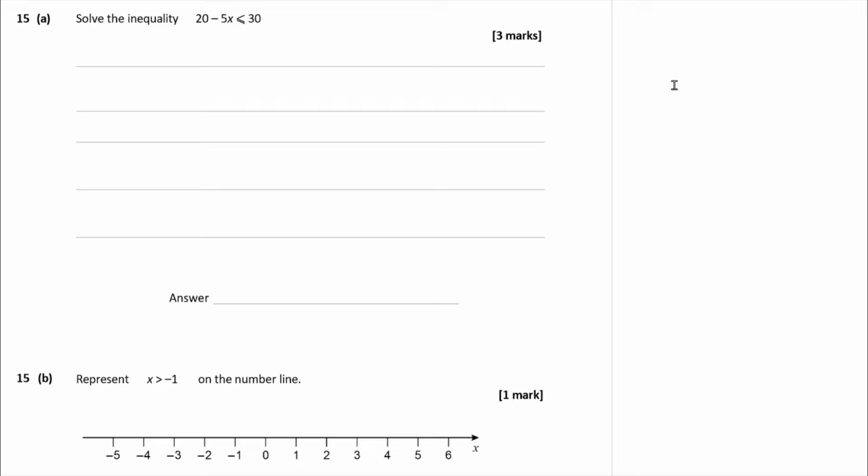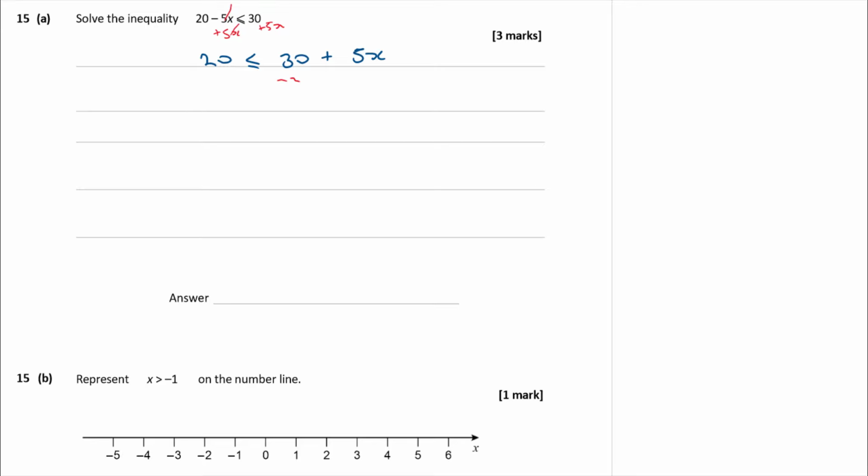Question 15a, solve the inequality 20 minus 5x is less than or equal to 30. As long as you keep everything positive, then you can just treat these the same way as equations. So I'm going to add 5x to both sides, basically to get rid of it being on the left and it reappearing on the right. Adding 5x to both sides, it's going to cancel from that side, leaving me with 20 on the left, and then I'm going to get 30 plus 5x on the right, like that.